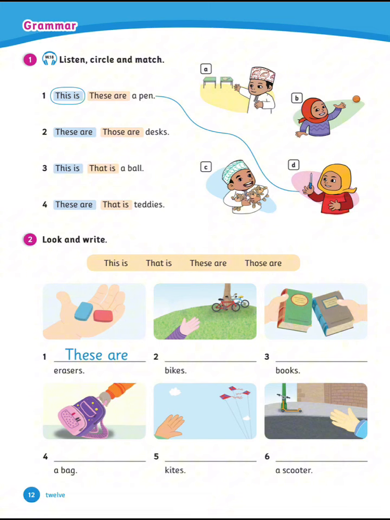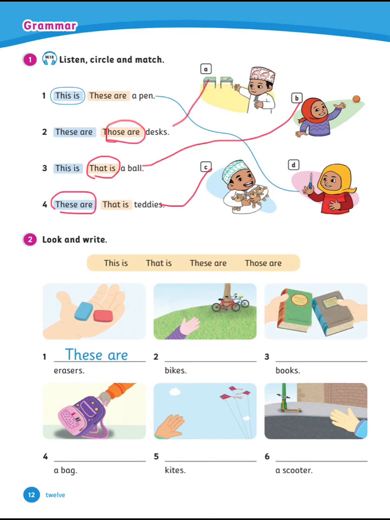Grammar. Exercise number 1. Listen, circle and match. Listen carefully, circle the correct answer, then match it with the picture. Number 1 is done for you. This is a pen. Matches D. Number 2. Those are discs. Matches A. Number 3. That is a ball. Matches B. Number 4. These are teddies. Matches C.